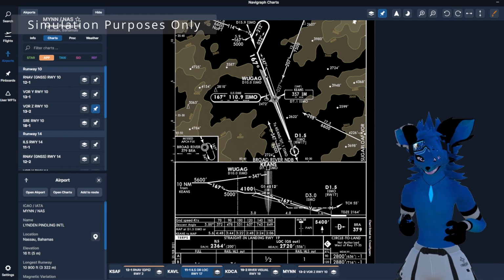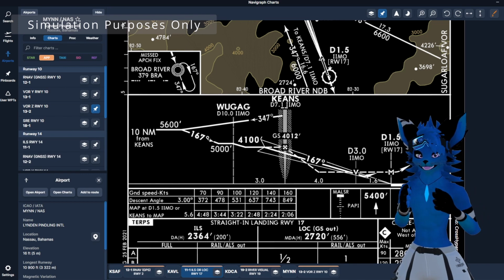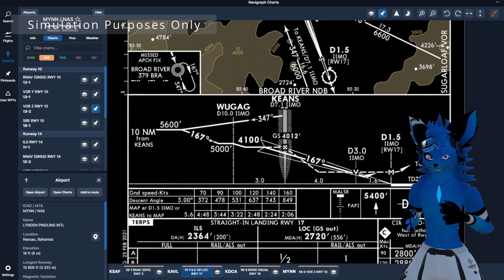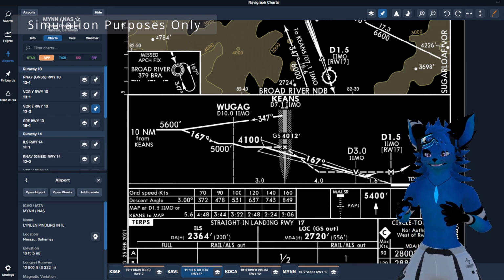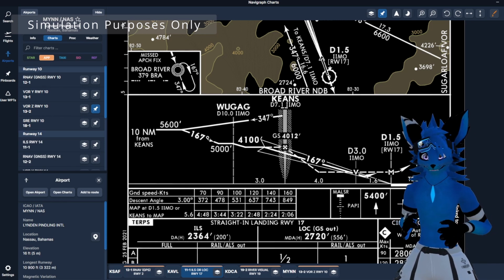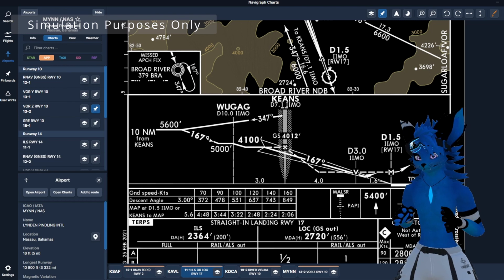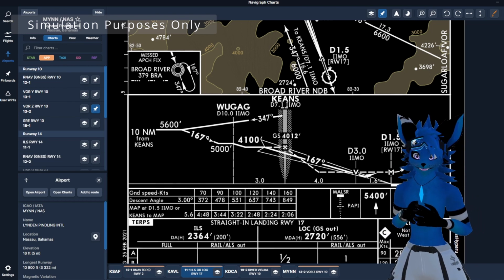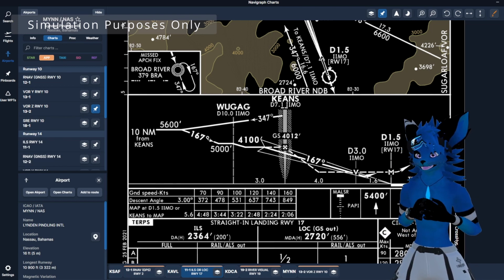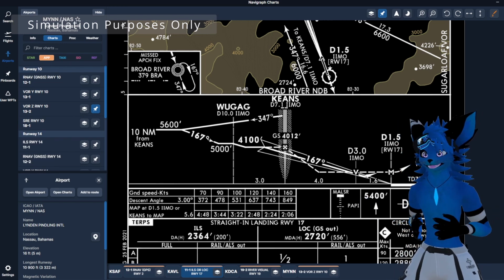So at all these different fixes, we have the different altitudes that we are going to be required to fly. So if we're flying the procedure turn, once we cross Keens outbound, we descend down to 5,600 feet. We execute that procedure turn. Then once we're established inbound, we can descend down to 5,000 feet to cross Wugag. Then from Wugag, we can descend down to 4,100 feet to intercept the glide slope and then begin our final descent down towards the runway. Just keep in mind, you need to cross Keens at 4,012 feet, which if you're following the glide slope, you will easily be able to do.